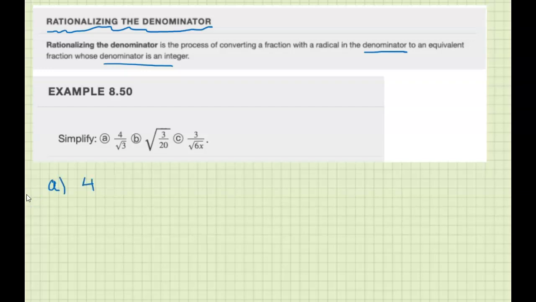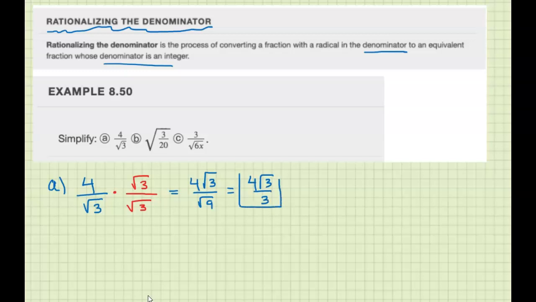So let's look at A. We have 4 over square root of 3. To remove this from the denominator, we want to multiply the fraction top and bottom by the same thing. We want to make this a perfect square. So square root of 3 multiplied by itself, and on the top also, so it keeps it balanced. That will do the trick. So we have 4 square root of 3 over square root of 9, and that square root drops out because we get a perfect square in there. So we have 4 square root of 3 over 3.